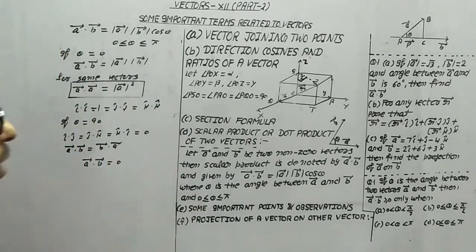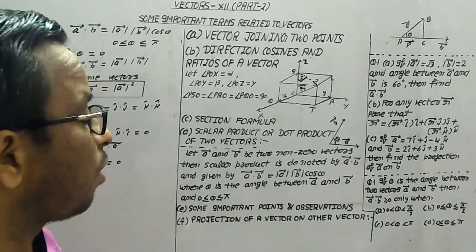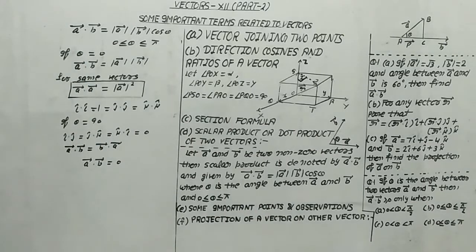Now, another point is the projection of a vector on another vector. What is the meaning of this?